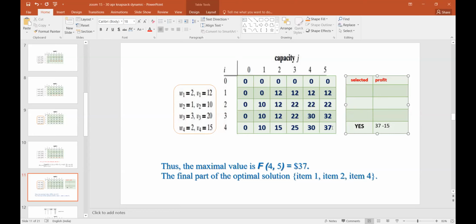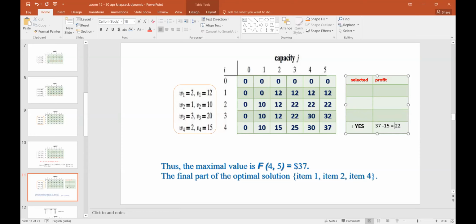But total profit here is 37. So what is the remaining profit? It is 22. 37 minus 15 is 22. Means in this 37, 15 is contributed by object 4, but the remaining 22 is contributed by some other object. So which are those objects? I must find it out.